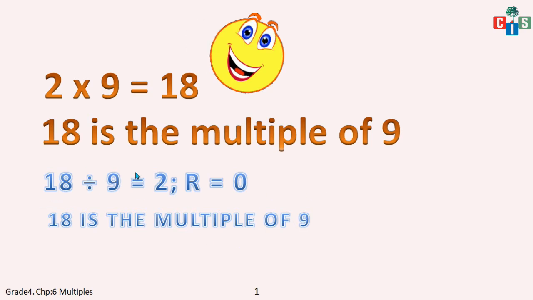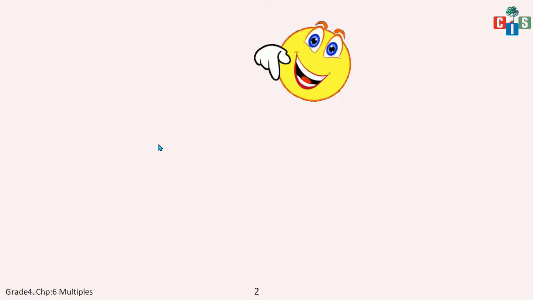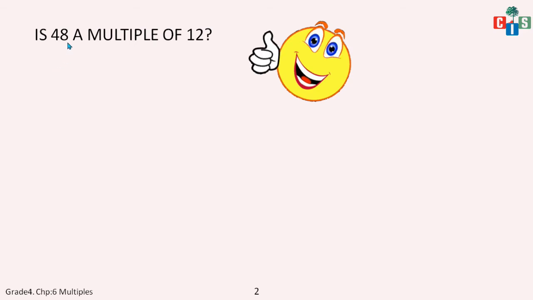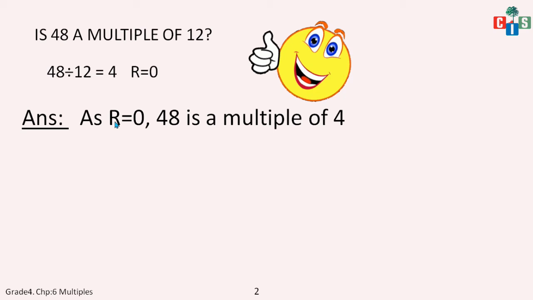Now this division method we are going to discuss further. Let's have one more example, whether 48 is a multiple of 12. Is 48 a multiple of 12? Yes or no? You have to check that. And for checking you use what? You use division. So you will have 48 divided by 12, which will be 4. And the remainder will be 0, because 12 fours are 48. So I can say that as the remainder is 0, 48 is a multiple of 12. 48 will come in the table of 12.